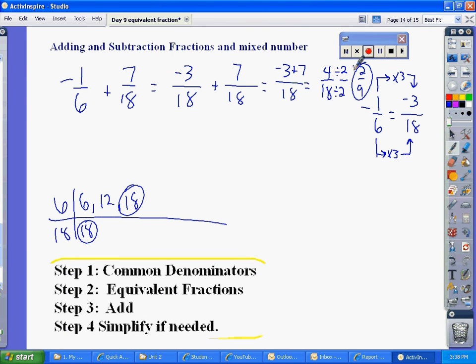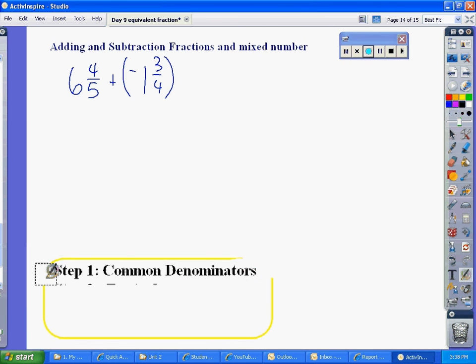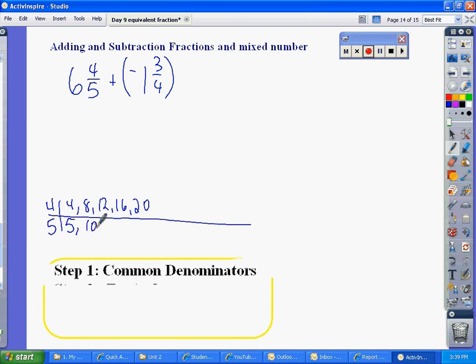Okay, let's try a mixed number. Let's add some mixed numbers together. 6 and 4/5 plus -1 and 3/4. Now these are mixed numbers, but we follow the same steps. Okay, first step, common denominators. So we have 4ths and 5ths. Make our little T-chart. 4ths, 5ths, multiples. Okay, common denominator is 20ths.